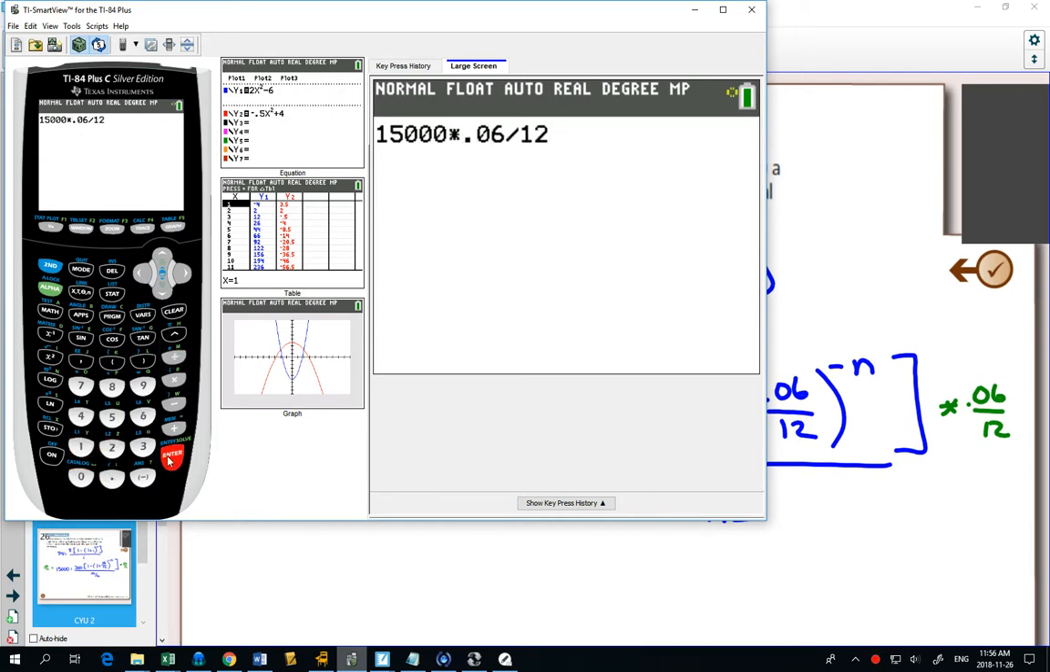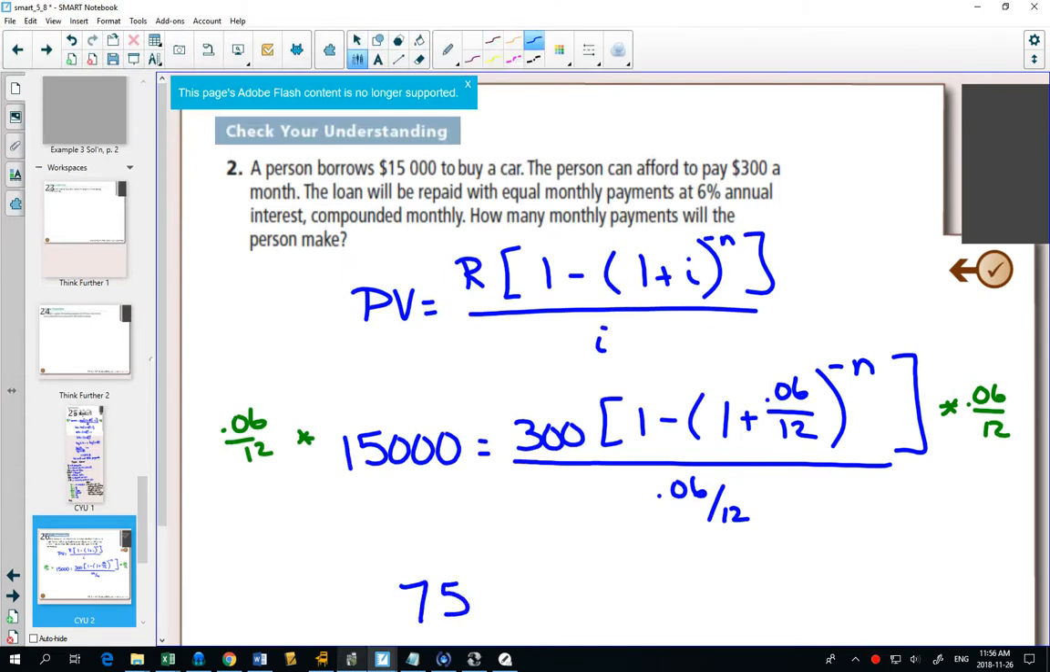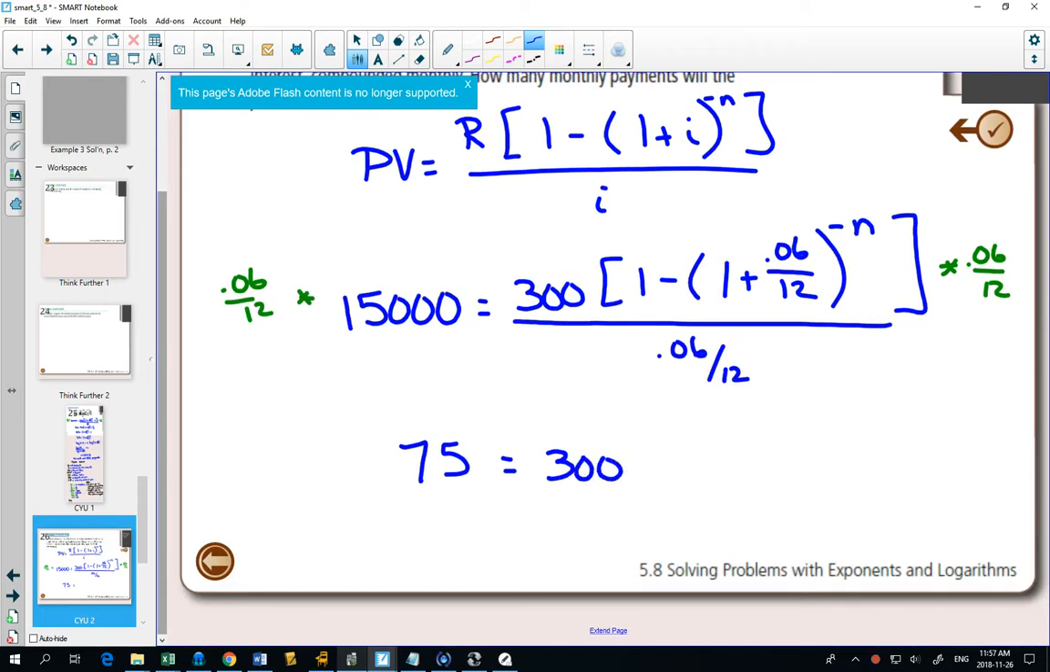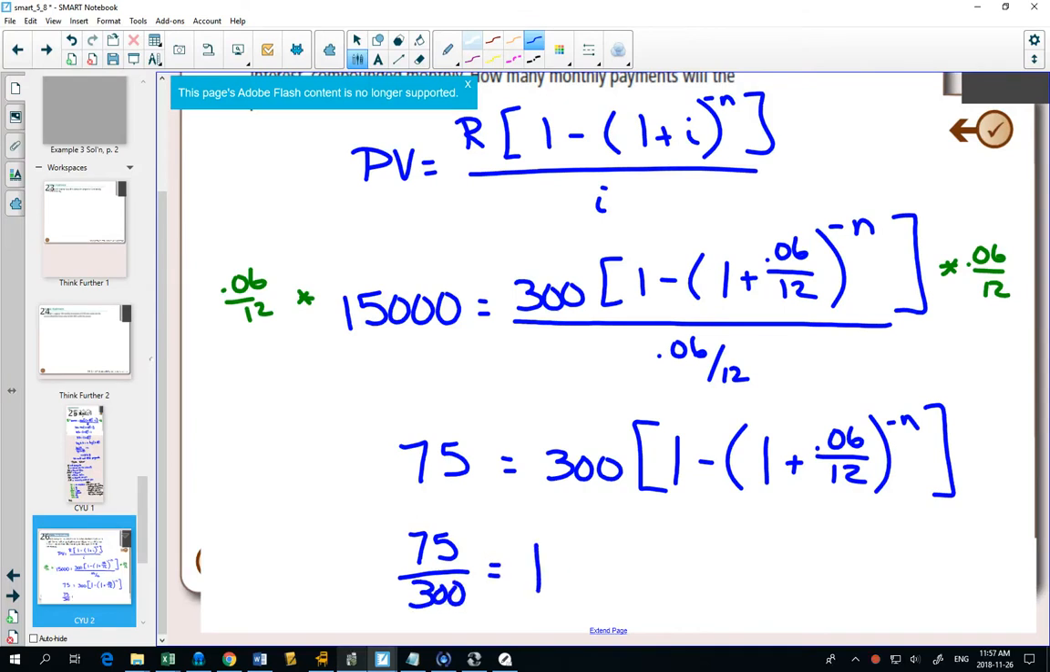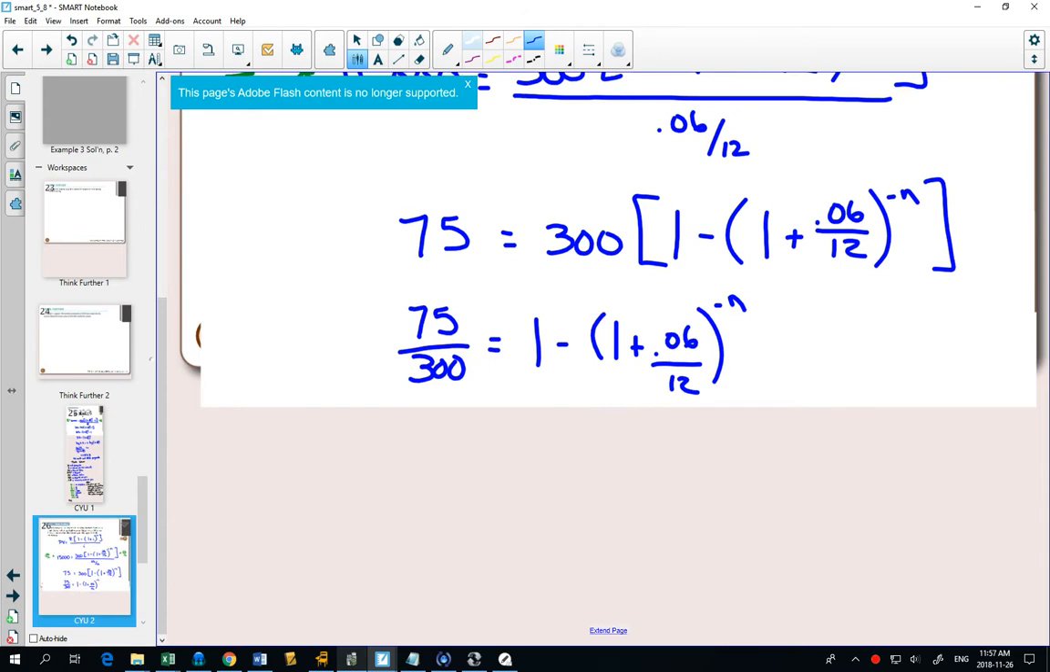$15,000 times 0.06 divided by 12 is 75. Somewhat, yeah. Because the number we're starting with is so large, that's why it works out to be a nice whole number in the end. So now I'm going to divide both sides by 300. I won't need those square brackets anymore. $75 over $300, if I change that to a decimal, is 0.25. I'm going to subtract 1 on both sides, then I get negative 0.75 equals, there's still a negative sign there.